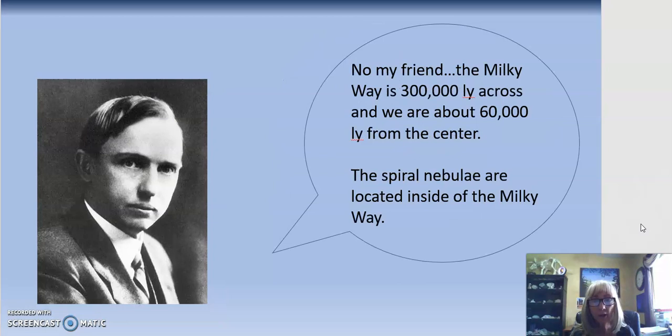Now, this is Harlow Shapley. He should be a little familiar to you also because he's the one that mapped all those globular clusters that you guys were putting marshmallows on skewers. He was mapping those to try to figure out distances. By using his data, he said, no, my friend, the Milky Way is 300,000 light years across, and we are 60,000 light years from the center. The spiral nebulae are located inside the Milky Way. So they had an argument, back and forth, back and forth.